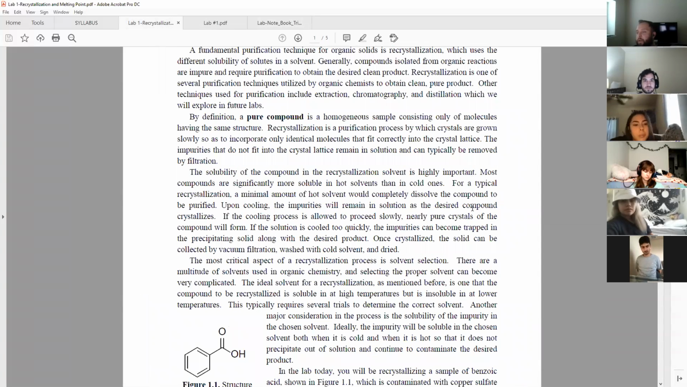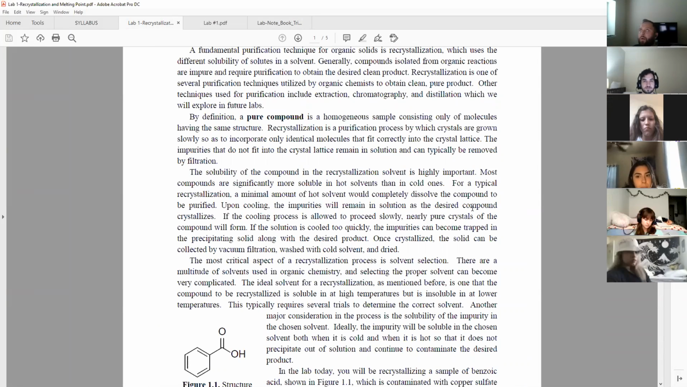So does everyone have an understanding of what recrystallization is? I mean, you all watched the video, right? So you could all see how it went into solution, and you cooled it back down, and then all the impurities precipitated out and all that stuff.